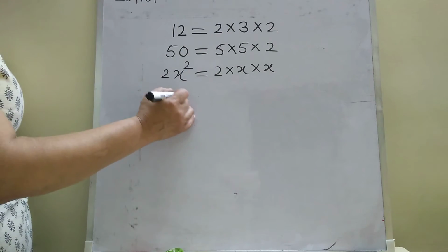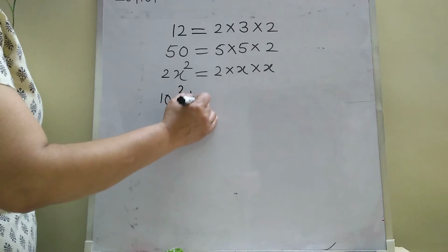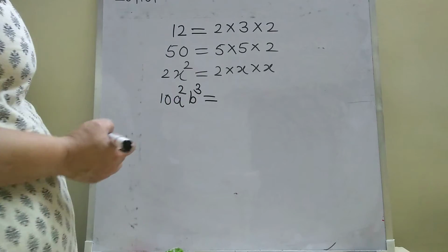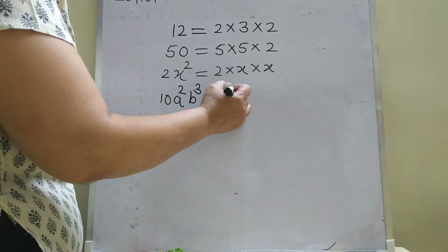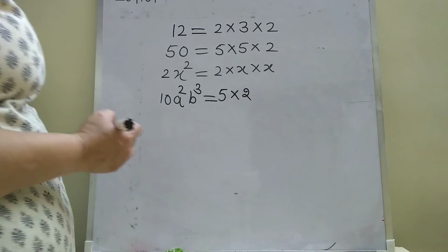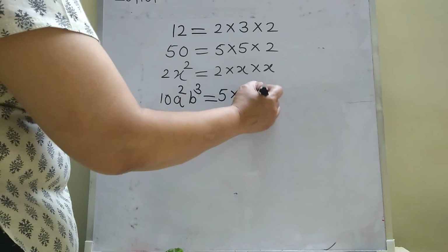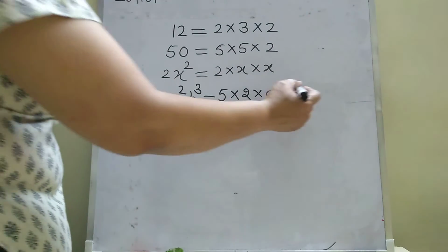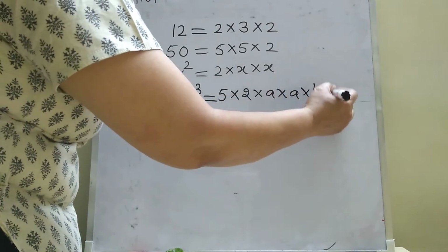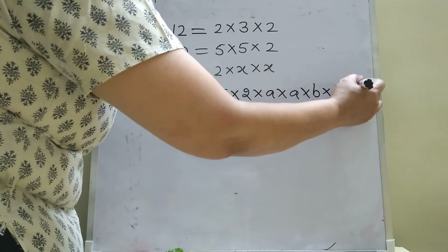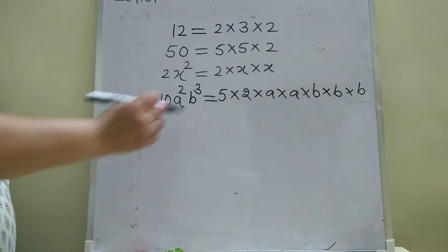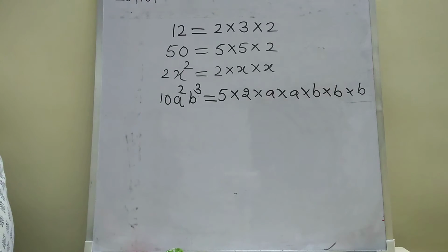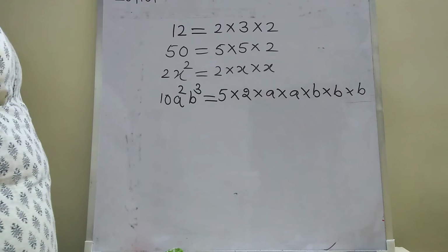One more example, 10a square b cube. If I want to factorize this, I have to find the factors of 10. 5 multiplied by 2 are the factors of 10. Now what does a square mean? a multiplied by a. And what does b cube become? b multiplied by b multiplied by b. So these are the factors of the monomial. This term is called a monomial because there is one single term.